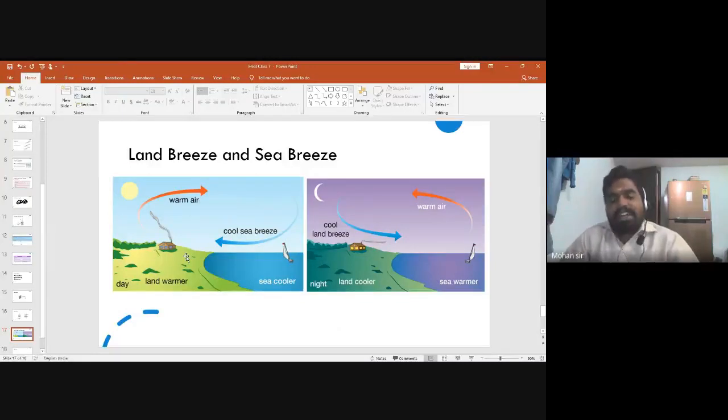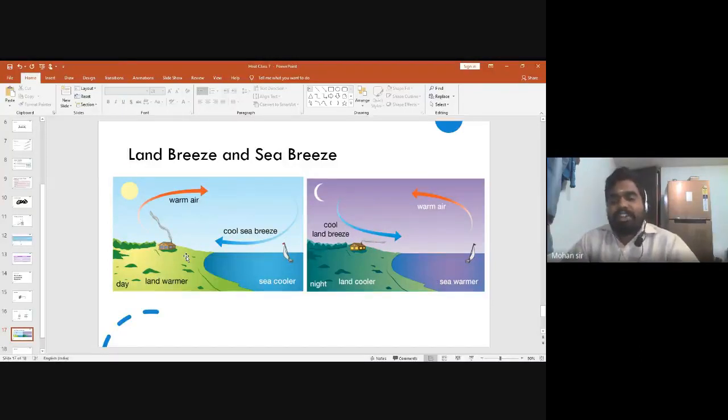During the night, what happens? It is exactly the reverse of what happens in the day. The land becomes cooler more quickly than the sea, correct? So the sea is warmer than the land, and there will be warm air coming from the sea towards the land. As a reaction to this, the cool breeze will blow towards the sea. So this is again a convection process, correct?